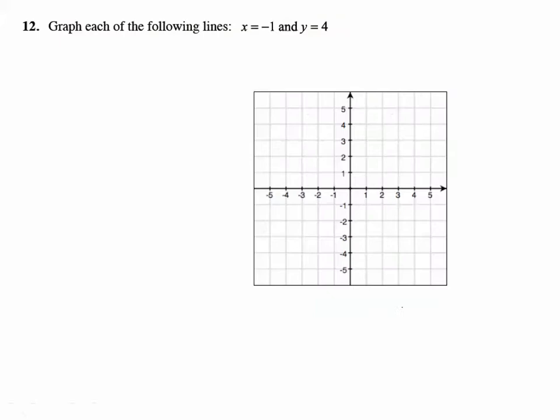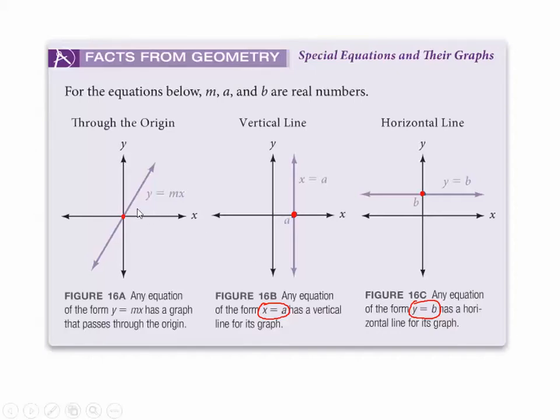Let me just go back real quickly here, just to the previous section. We have just a line going through the origin. This is a straight line. We have a vertical line. I remember the formula for it is x is equal to some kind of number, and that number is wherever it hits the x-axis.